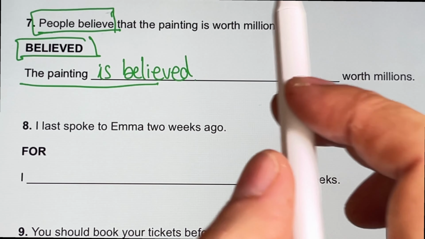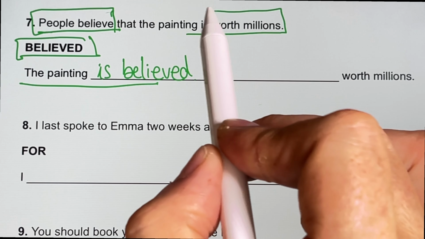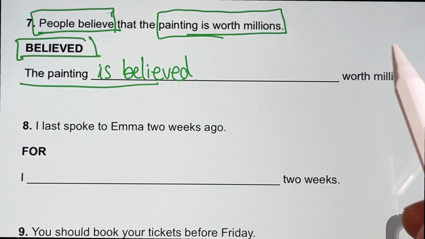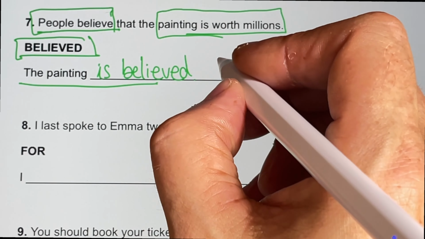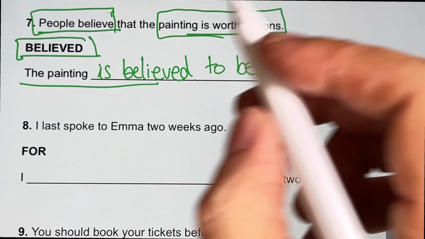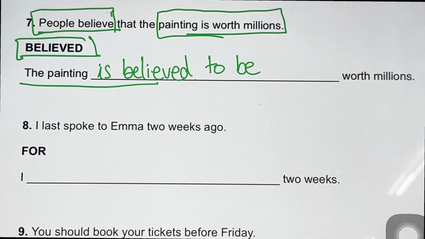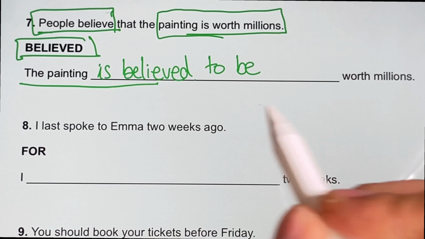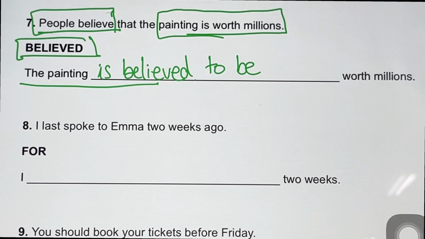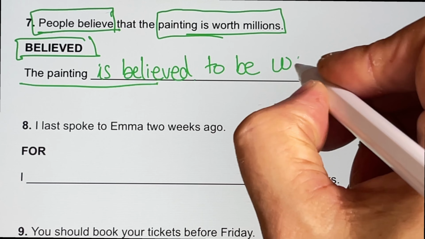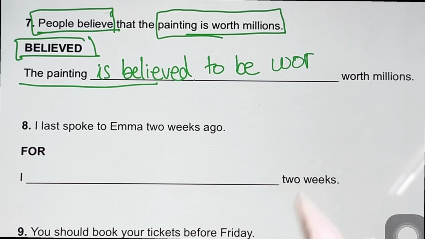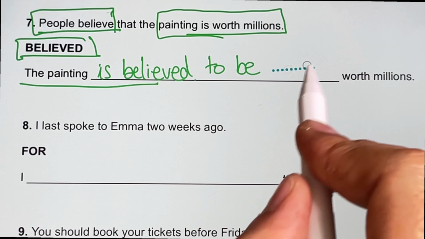Okay? And here, the painting is worth millions. So the painting is believed. And here we have to use the "to be". Is believed to, and whatever follows, okay? Is believed to plus the infinitive. So here it says, is believed to be worth. Sorry, you don't need to put anything else because the "worth" is there.